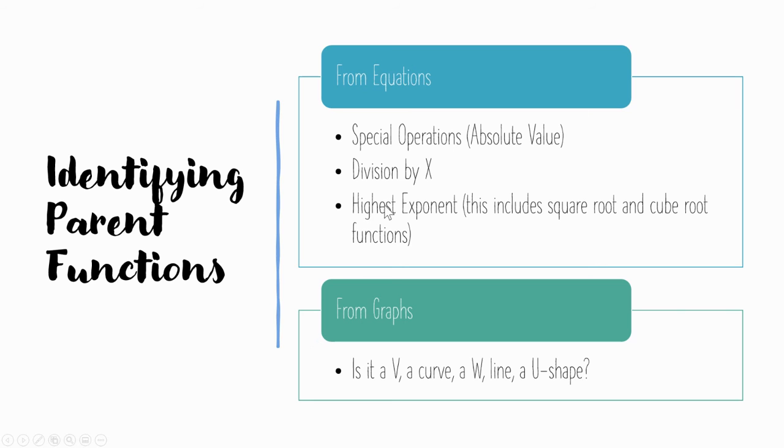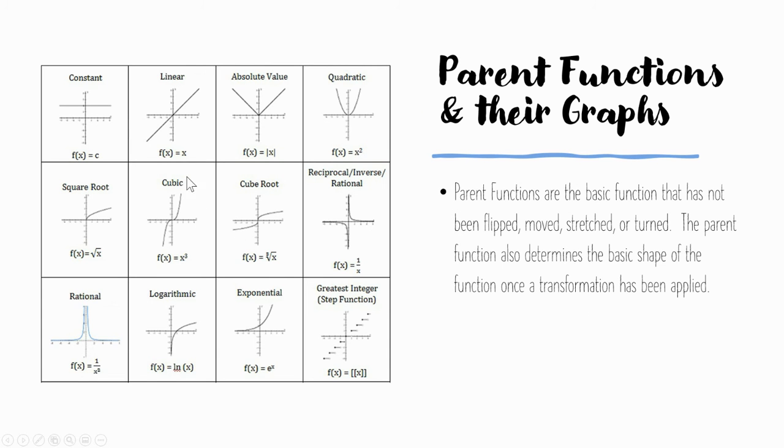We're also looking at the highest exponent. So when you are looking at a problem and it says, graph y equals x to the third plus x squared plus x minus 2, we know that if the highest exponent in that problem is 3, that's a cubic function. So the shape's going to look something like this.